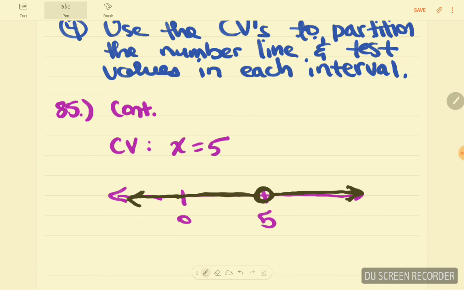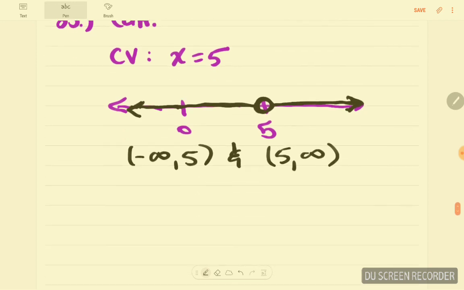So the intervals that I will be testing will be from -∞ to 5, not including it, and I'm not going to put the union yet because I'm not sure if both intervals work. And I'll also be testing from 5 to positive infinity. So I'm going to choose a test value in each section. I'm just going to divide it up into two sides here just to organize my work.